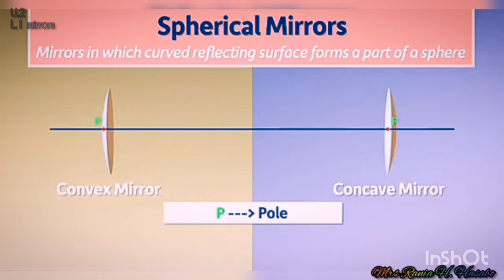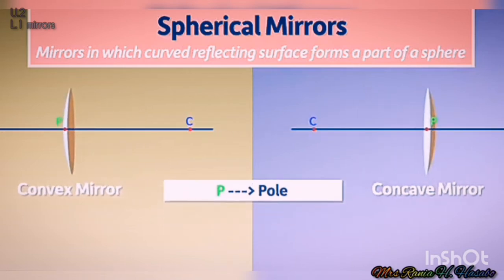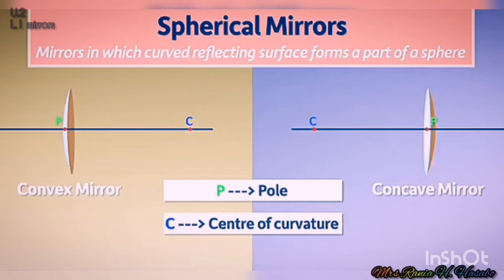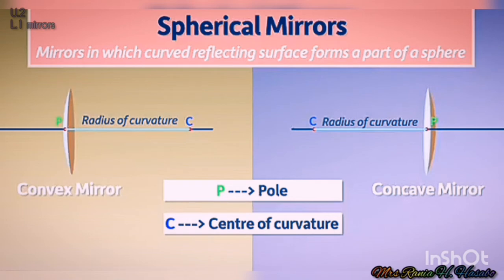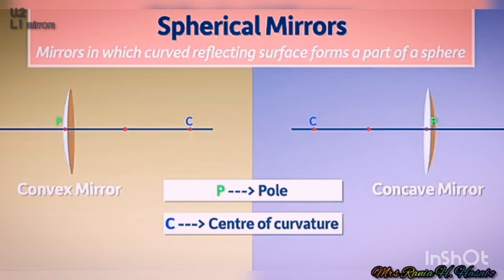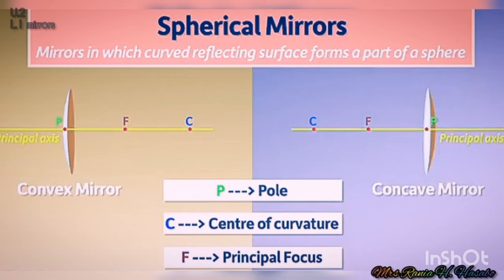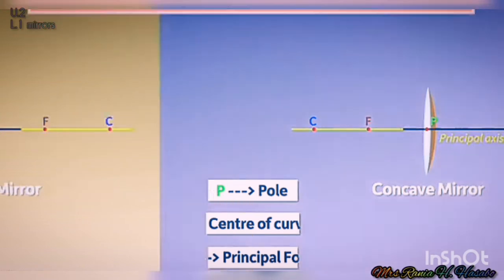The center of the reflecting surface is called a pole, while the center of the sphere that the mirror is a part of is called the center of curvature. And the radius of this sphere is called the radius of curvature. CB here is the radius of curvature, which is real for a concave mirror as it lies in front of the reflecting surface of the concave mirror. But here in the convex, it lies behind the mirror, so it is virtual. The midpoint of CB is called the focal point or principal focus. It's called so because it lies on the principal axis.